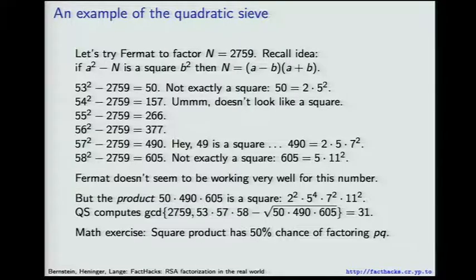Here's what the quadratic sieve does. From the same computation, you look at these numbers that were not exactly squares, 50 and 490 and 605, and you notice if you multiply them together, 50 was 2 times 5 squared, 490 is 2 times 5 times 7 squared, 605 is 5 times 11 squared, and then you multiply those together, you get 2 squared and 5 to the 4th and 7 squared and 11 squared, and that's exactly the square of something. The square of 2 to the 1st times 5 squared times 7 times 11.